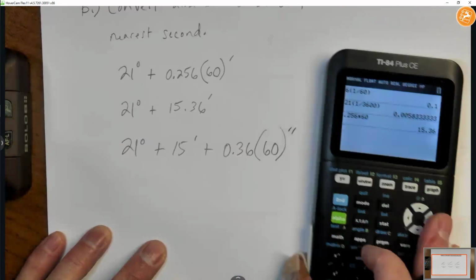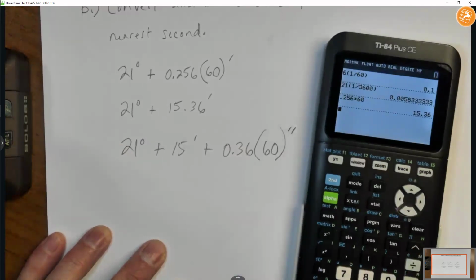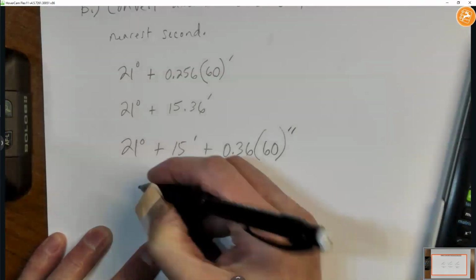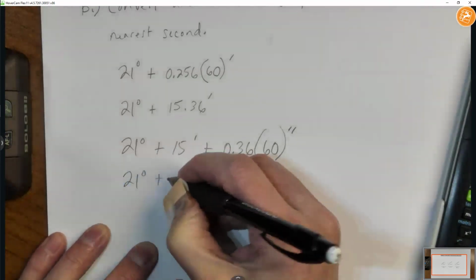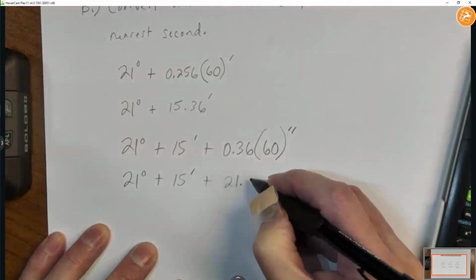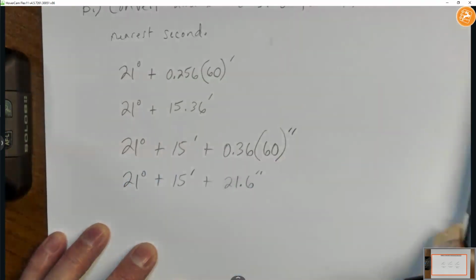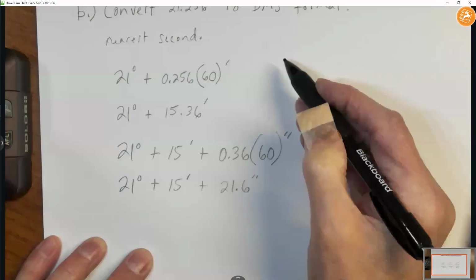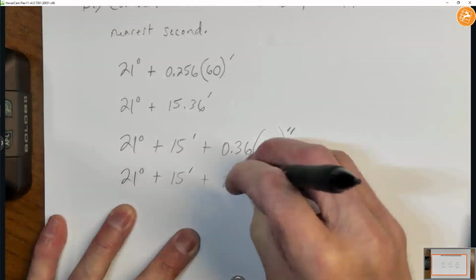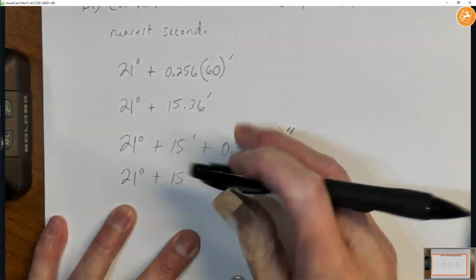So we're going to take that 0.36 times 60. Yeah, 21.6. So it's 21 degrees plus 15 minutes plus 21.6 seconds, but they want us to round to the nearest second. So we're going to round that up to 22 seconds. The 0.6 is 5 or better.